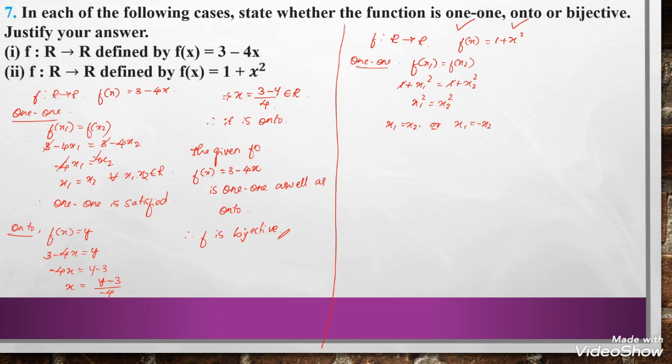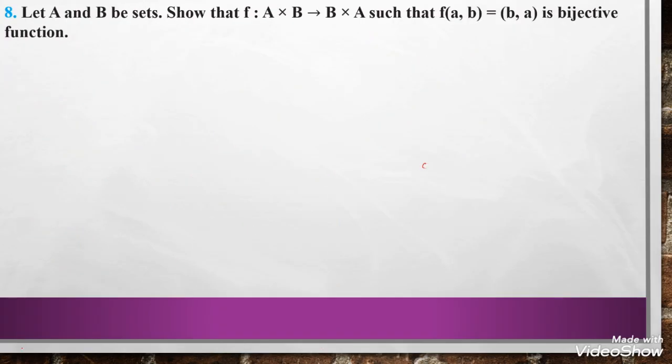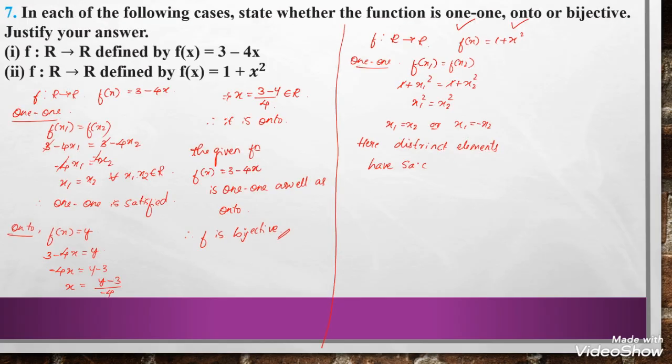According to the definition of one-one condition, distinct elements have distinct images. But here, distinct elements have the same image. That's why it is not one-one. Clear? Again, I will check for onto condition.